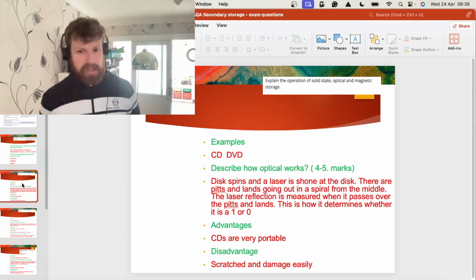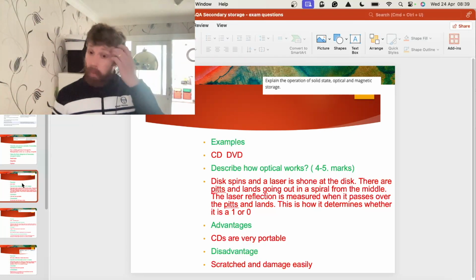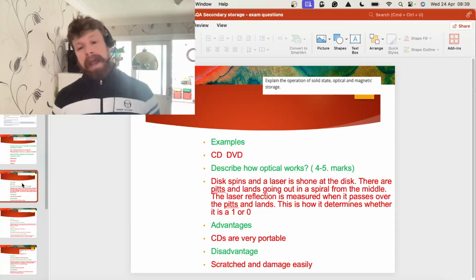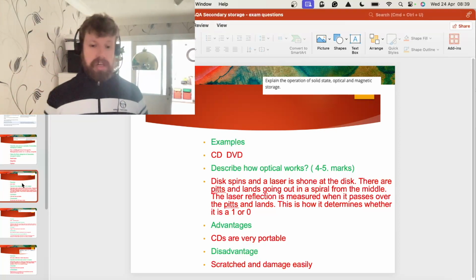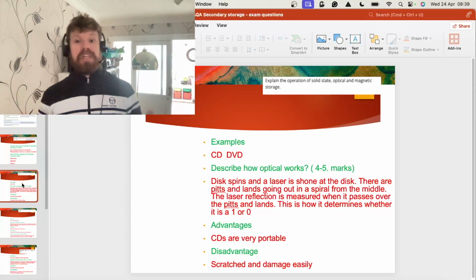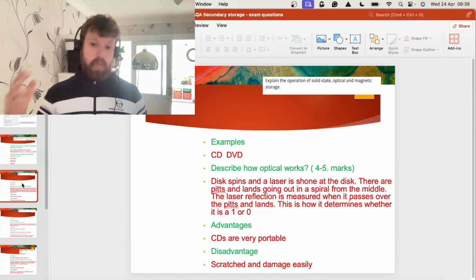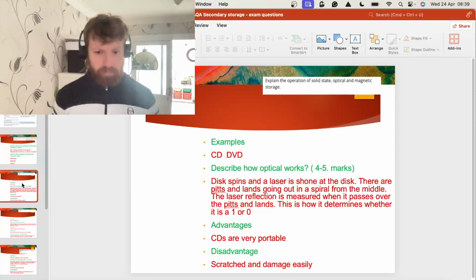Now, how I've decided to set this out is this page is all going to be to do with optical. Now, you do need to know how optical works on the AQA spec, but you also got to be able to give examples. And going off what I was saying, yes, there are lots of advantages and lots of disadvantages to do with optical, but what we're trying to do is give you as little as possible to remember, because then you haven't got to remember as much and you still get the top grades. So with optical, examples of this is going to be CDs and DVDs.